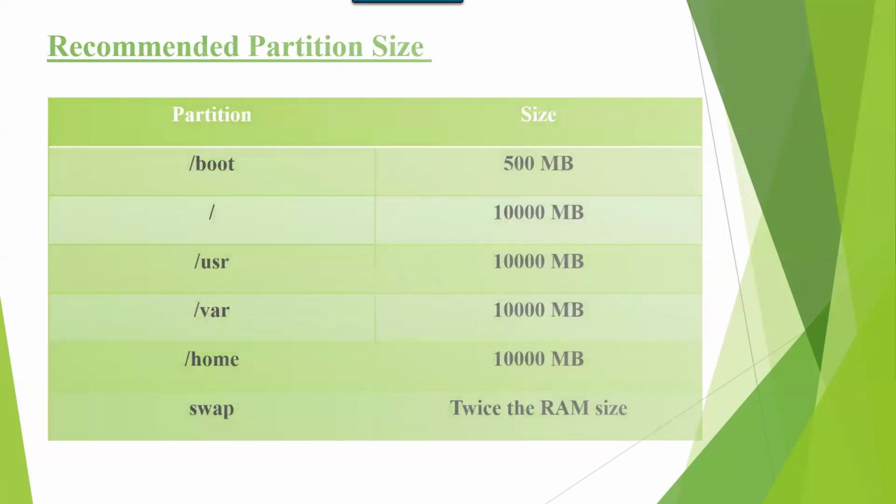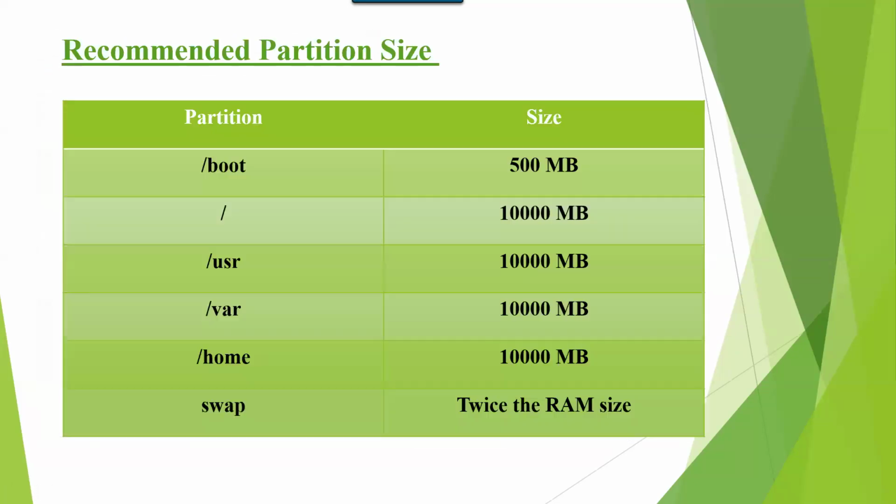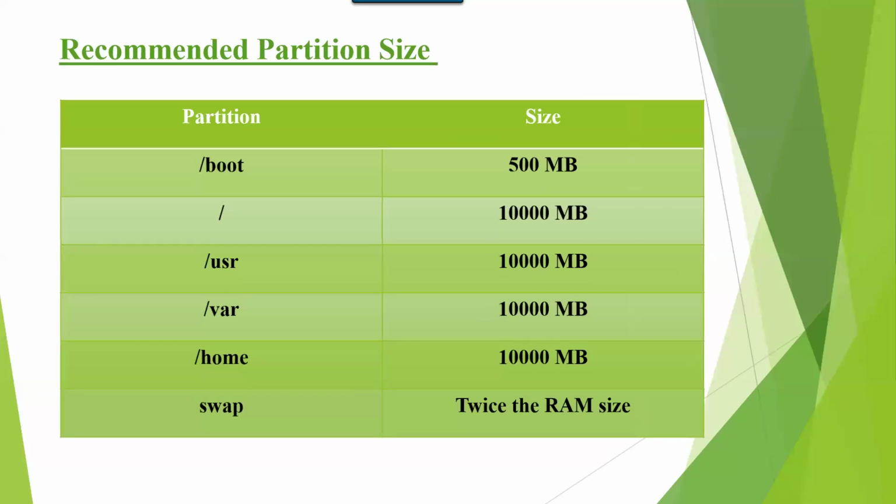So in this, what are the compulsory partitions? Compulsory partitions means / and swap are the compulsory partitions. / is compulsory because it is a parent directory. Swap is compulsory because it is a virtual memory which is used to increase the performance of physical memory, means RAM. Okay.